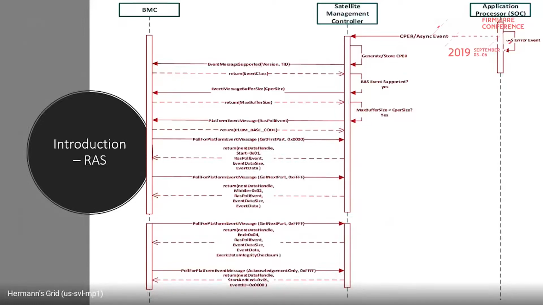Then it calls poll for platform event message. The BMC calls poll for platform event message with get first part as the parameter. And the satellite management controller returns, here is the data for the first part of the message. And the BMC keeps on invoking poll for platform event message using the data handle provided with the response from the satellite management controller.